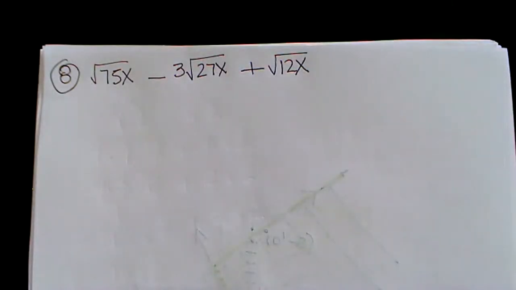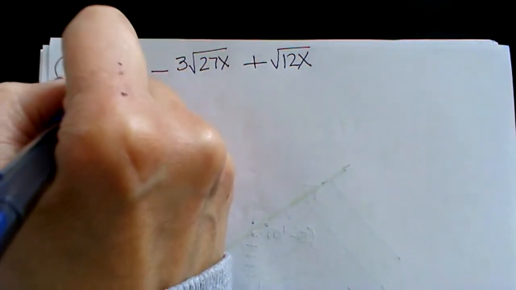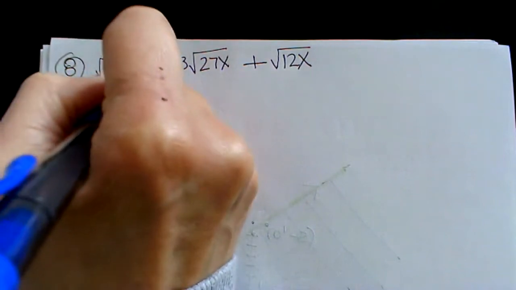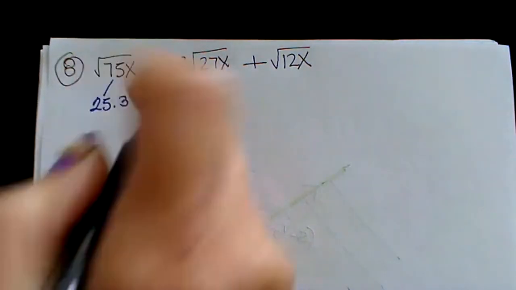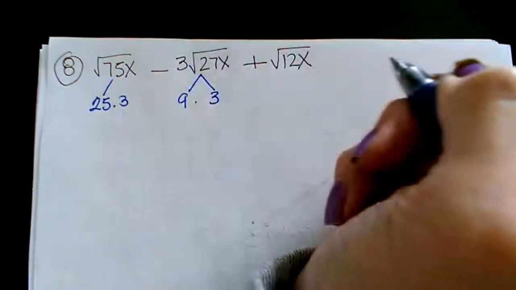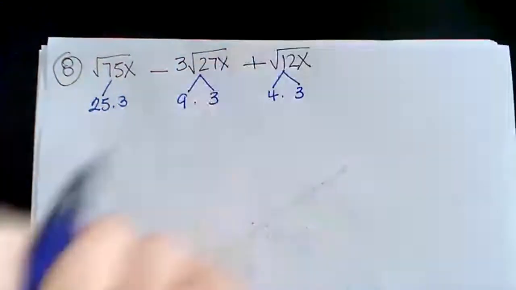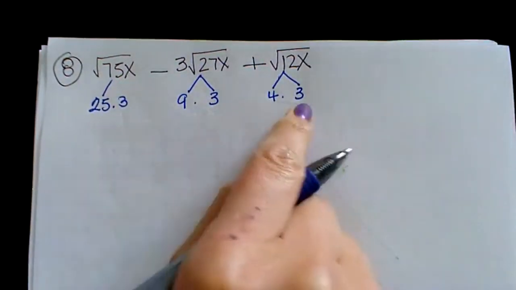Now we need to let me find the numbers. So it's going to be 25 times what? Times 3. This is the square. 27 would be 9 times 3. And 12 would be 4 times 3. Seems like we're going to have the square root of 3.